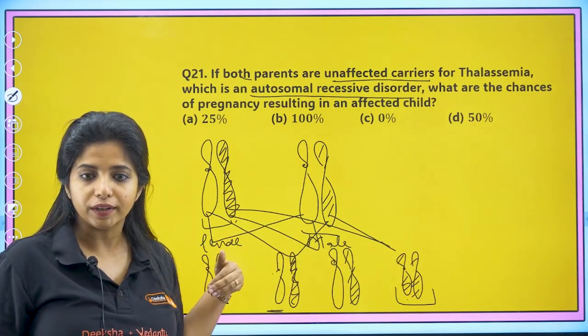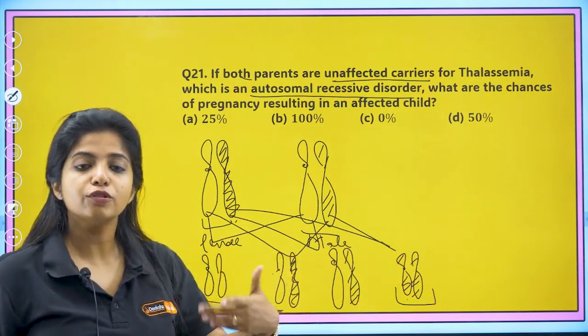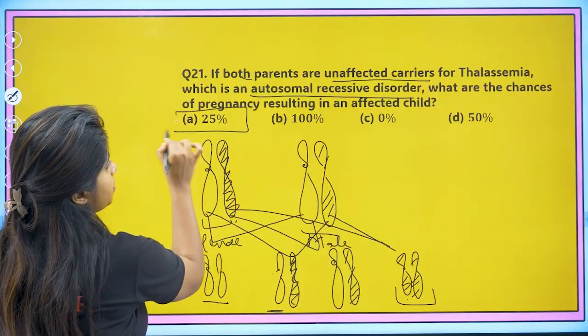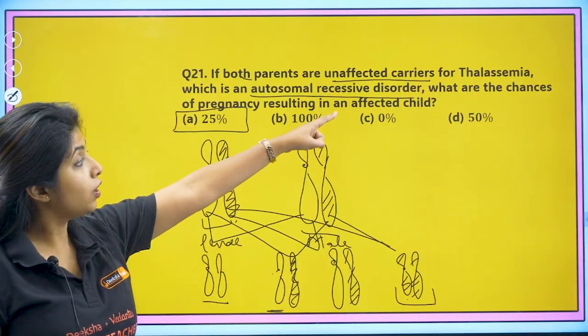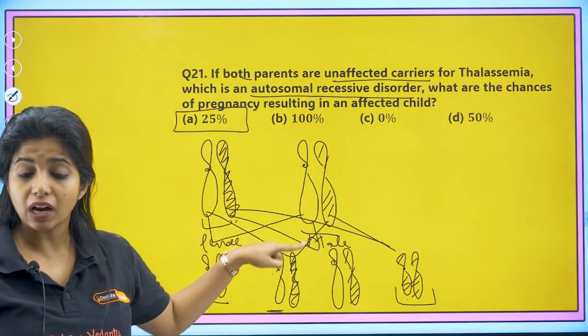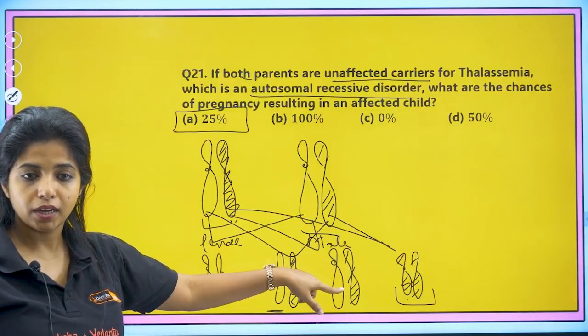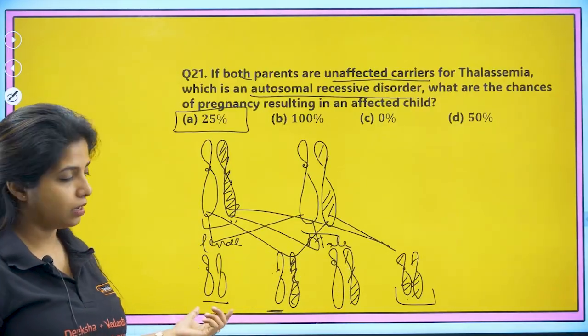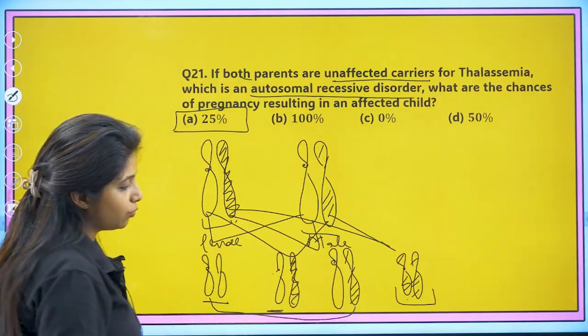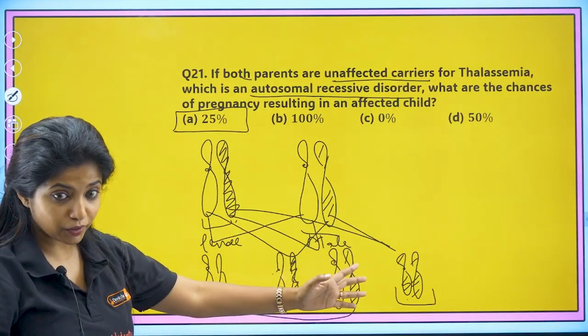Because out of 4 you are calculating, right? Only 1 out of 4, 1 by 4 is what? 25%. So, your answer would be 25% for someone to have the affected child. If you are asked about the carrier, it would be 50%. If you are asked about the non-affected, obviously they are all non-affected. 2 of them are carriers, but all of them are non-affected.